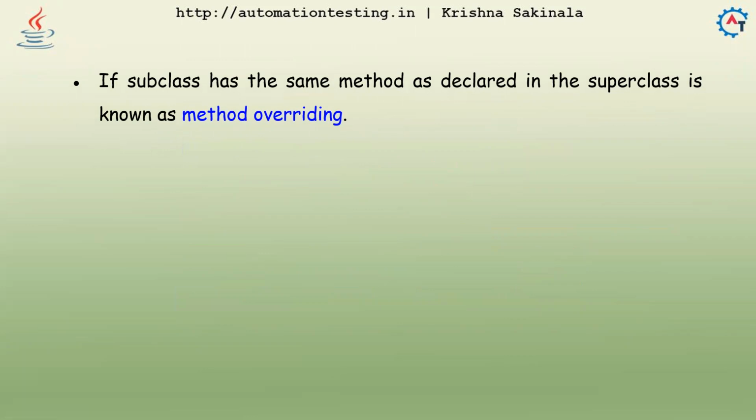So if you want to achieve method overriding, you should have at least two classes and you should have a relation between these two by taking the extends keyword. Means you need to implement inheritance. So the superclass and subclass both having the same method name, that is called method overriding.